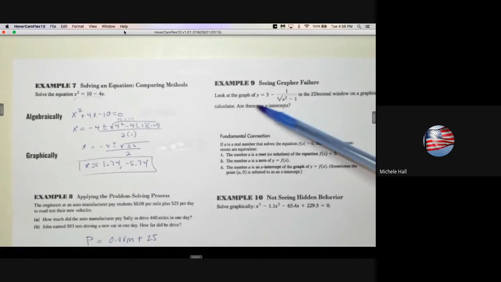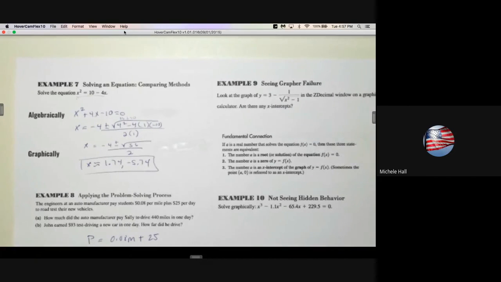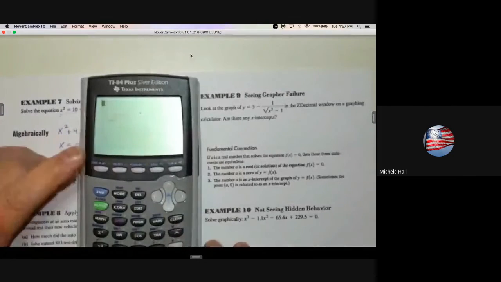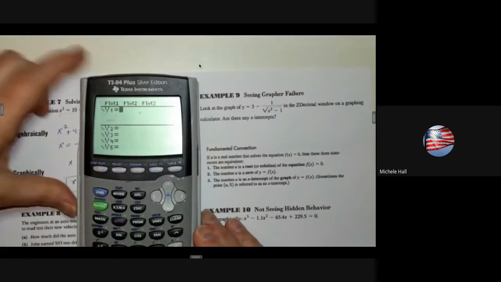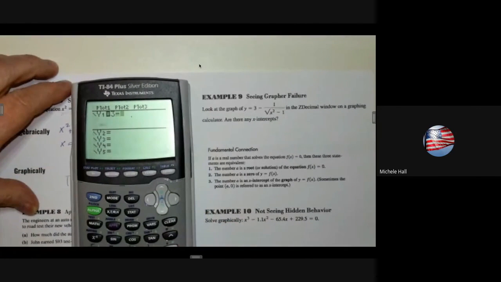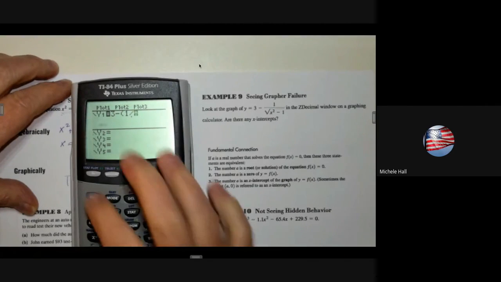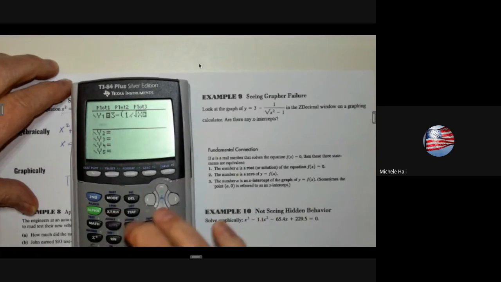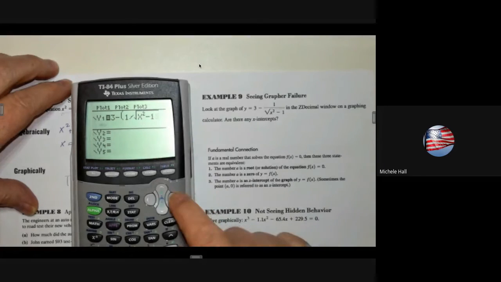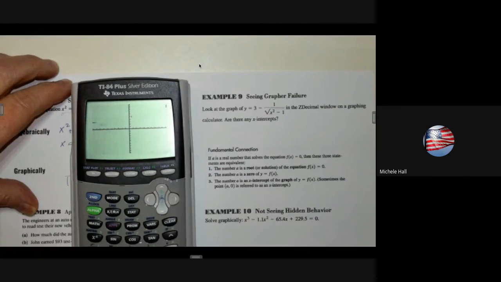For part B, look at the graph in the Z decimal window on the graphing calculator. Are there any x-intercepts? Y equals 3 minus, and all of this needs to stay grouped together, so I'd feel better about putting it in parentheses, 1 divided by the square root of x squared minus 1. I need to get out from underneath the square root and then close my parenthesis and graph.